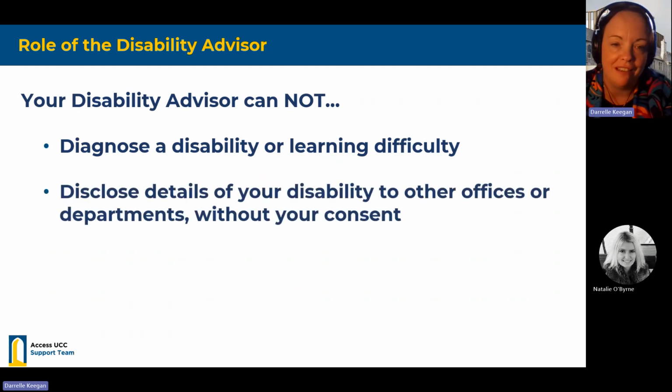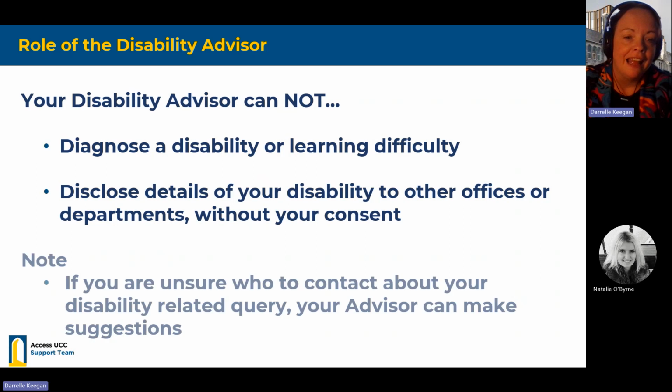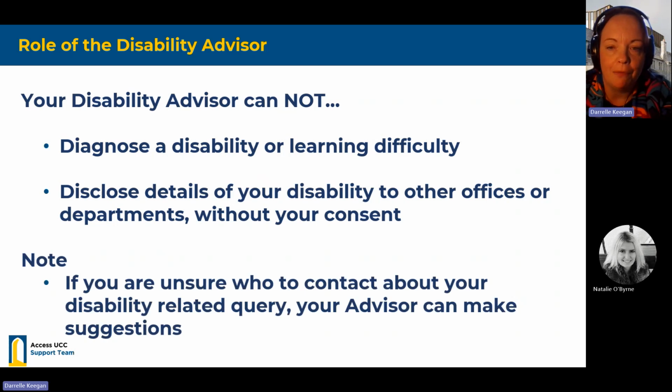We will not disclose the details of your disability to another office or department without your consent. When discussing exam accommodations, we obviously need to share that with the academic department in order to put those in place, but the details of your disability are not shared. It's just the reasonable accommodation. For example, if you've requested a shared room with extra time, the department will be told the student needs a shared room with extra time for the end of semester exam, but they don't need to know why and they won't be told why. If you're unsure about who to contact about your disability related query, your advisor is there for you and will be happy to help. Absolutely no problem.